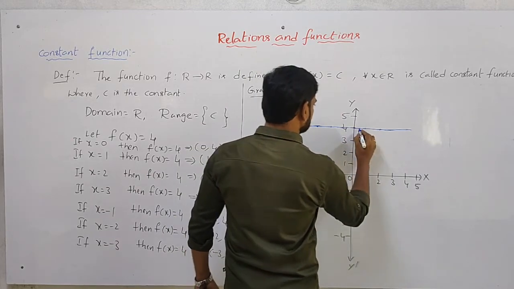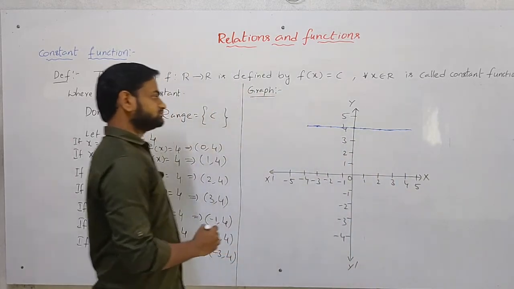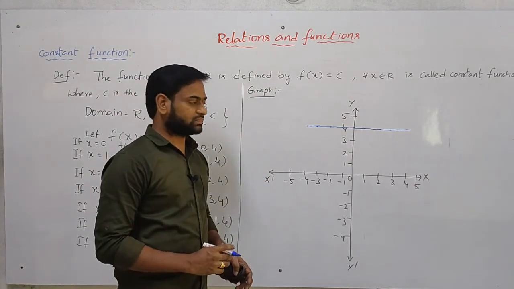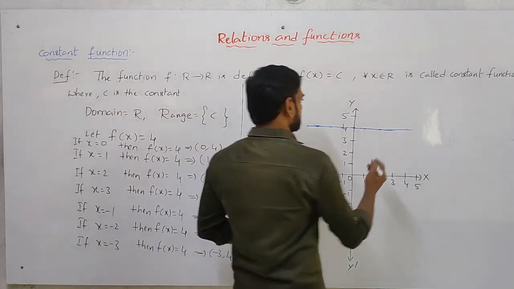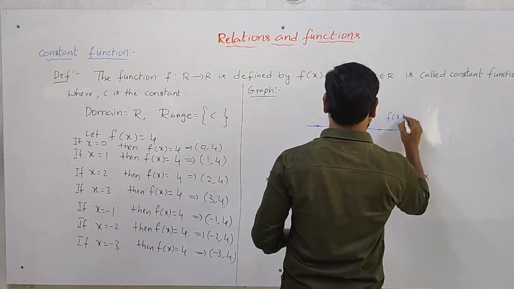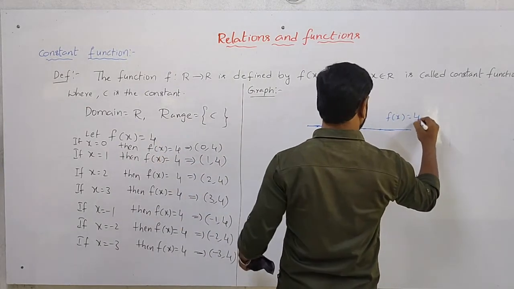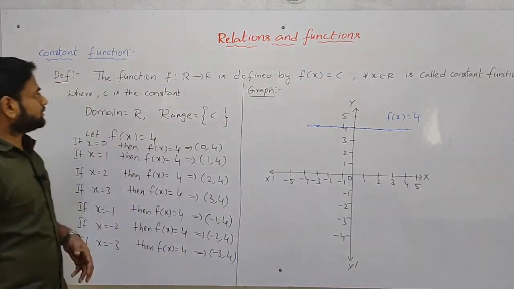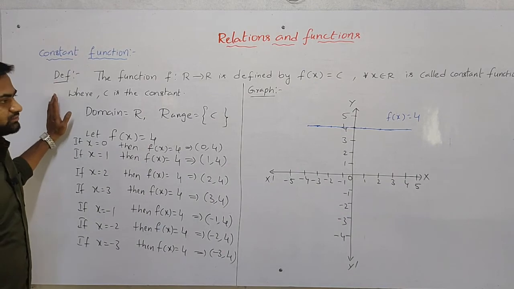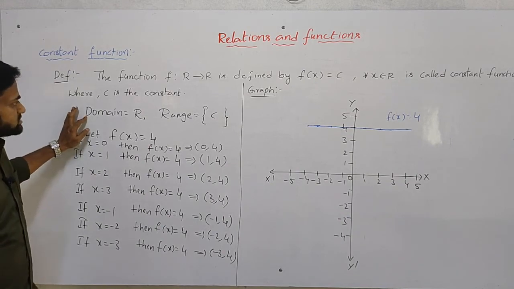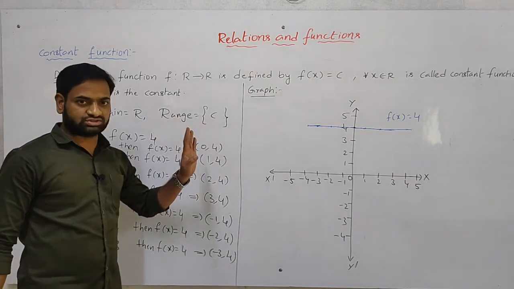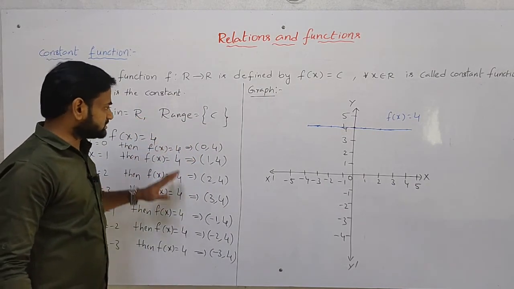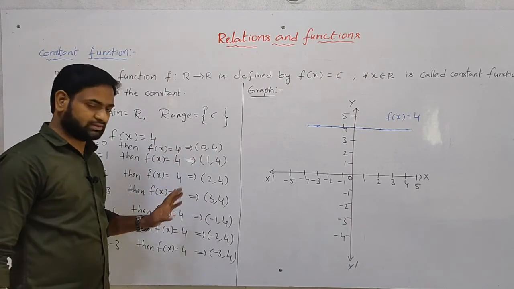It is the line which is parallel to the x-axis. So it is the graph for f of x equal to 4. That is the graph for that. So it is the constant function. Domain is real numbers, range is constant. So for this one the range is 4. For this graph the range is 4 only.